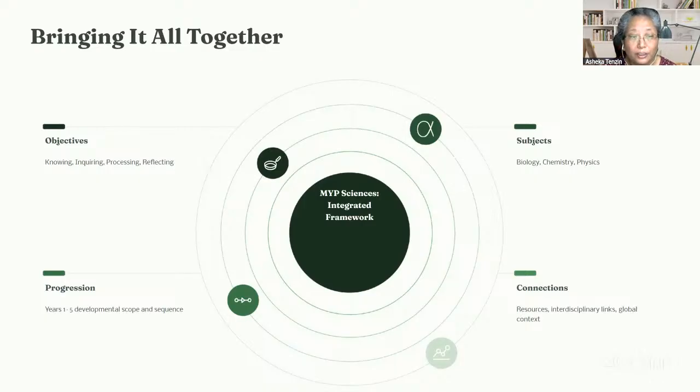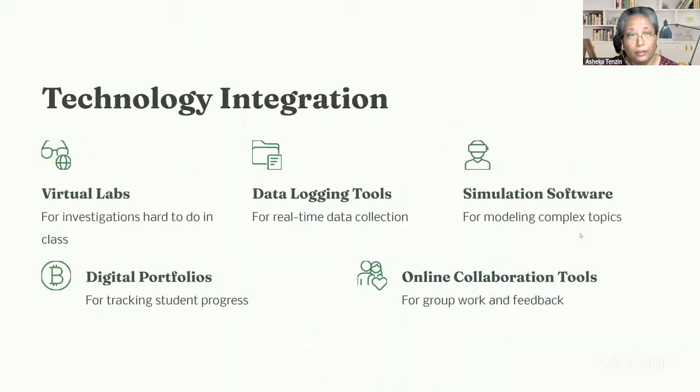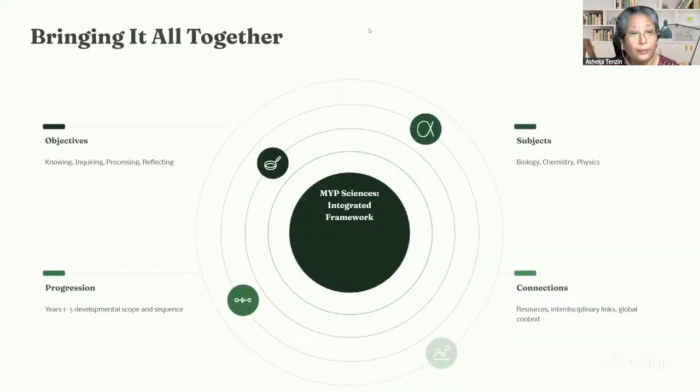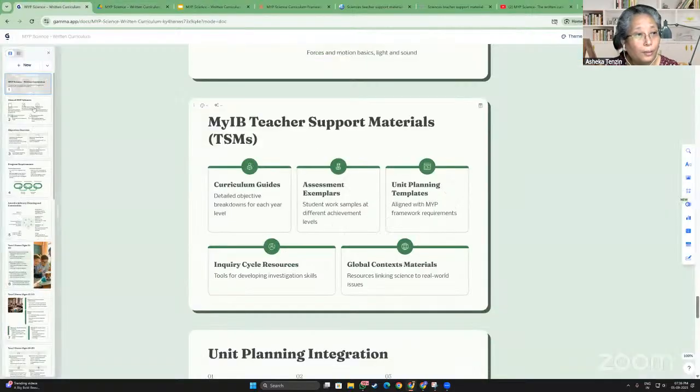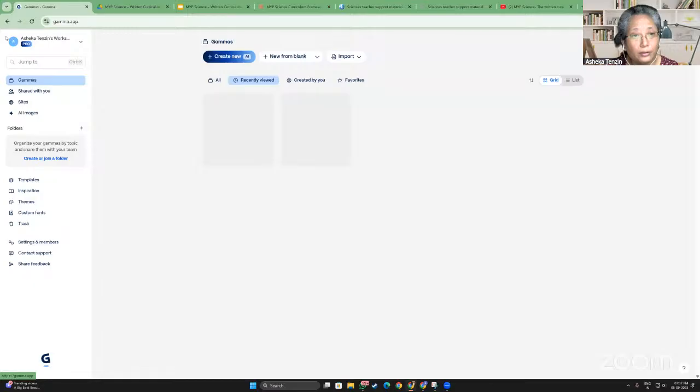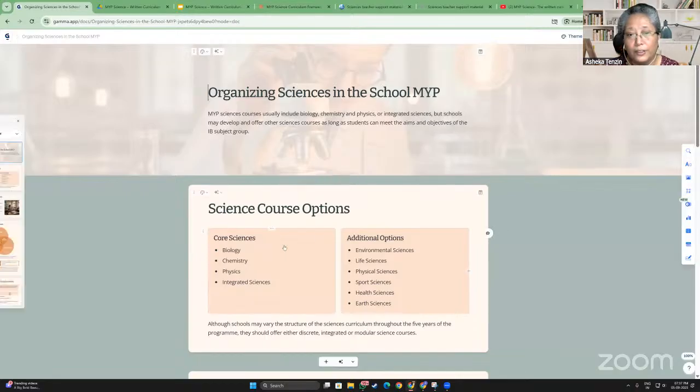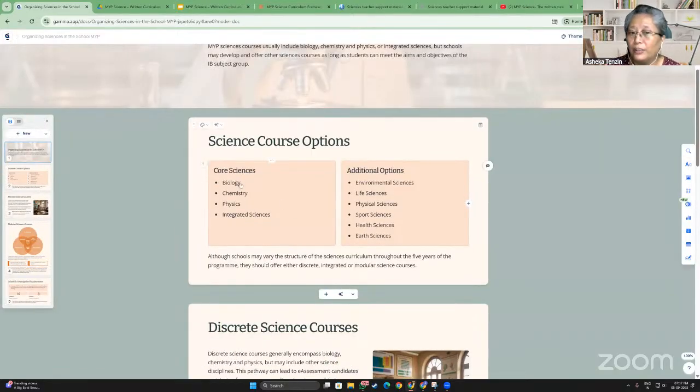And the progression is very important. You should have year 1 to year 5 scope and sequence of what you are going to teach in the three branches of science. Yeah, so these are all the things that I wanted to explain, but also about organization of sciences in the school. For this, we know that you have core sciences. If you look at the subject guide, you have physics, chemistry, biology, and you have integrated sciences.